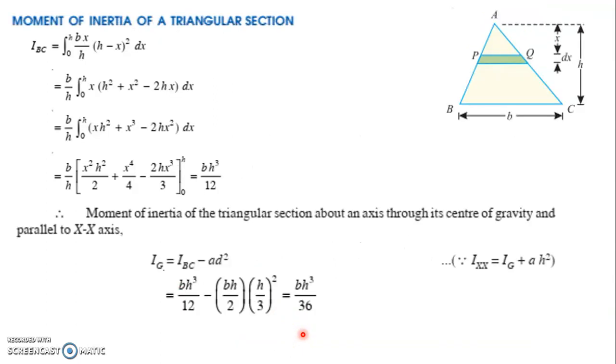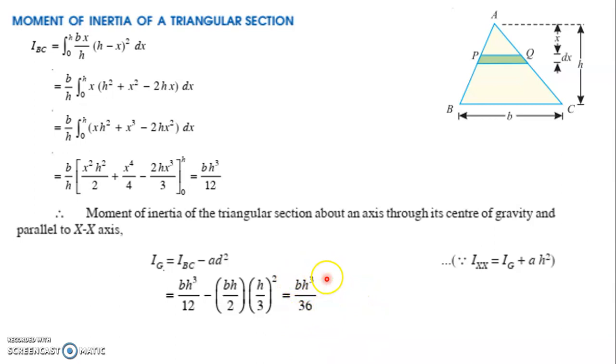And in addition to the rectangle, we have to study two more sections for solving problems. The first one is the triangle and the second one is the circle. You need not study the derivation and all. You just see that, just study this equation bh cube by 36.